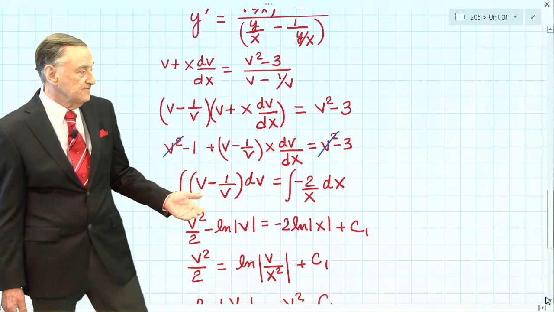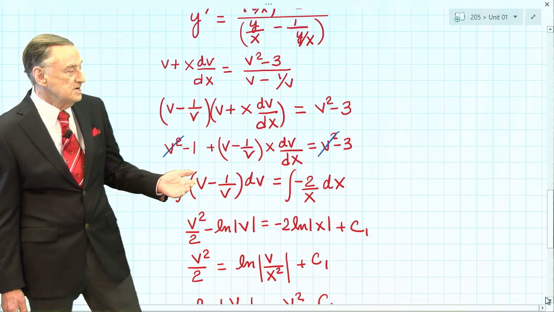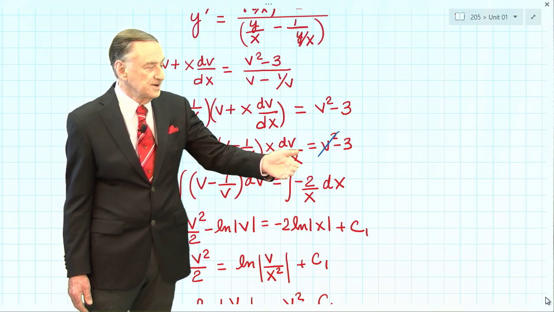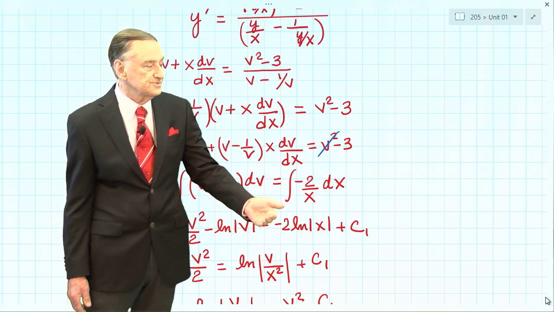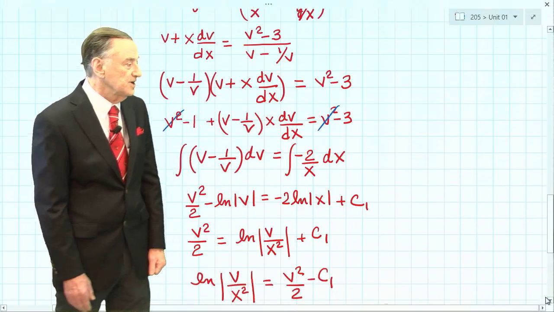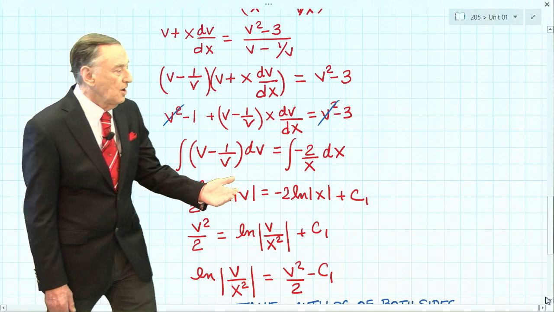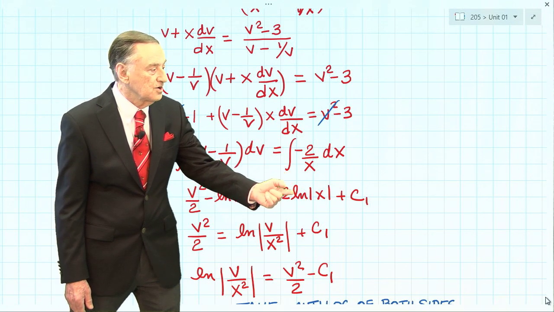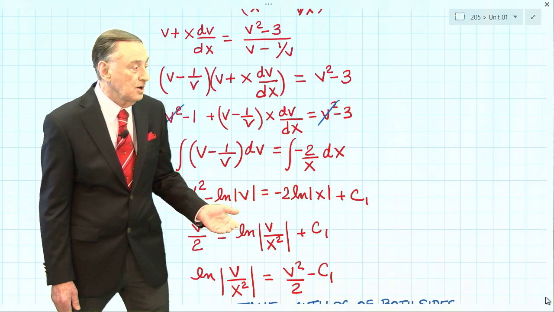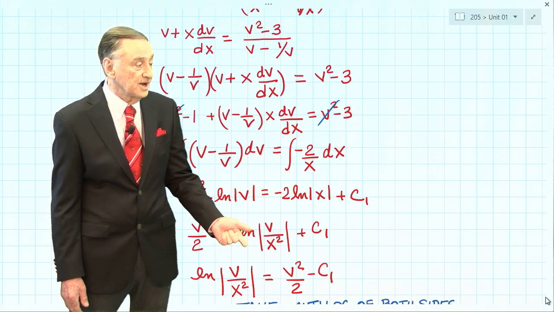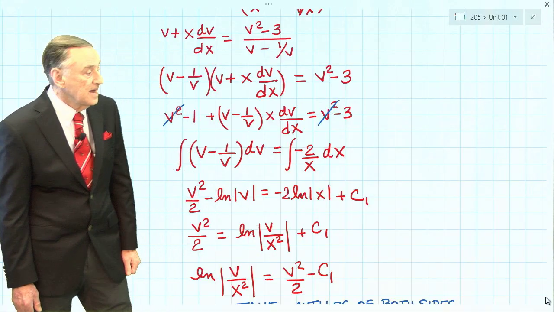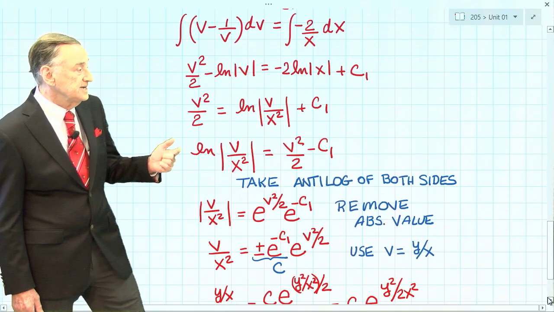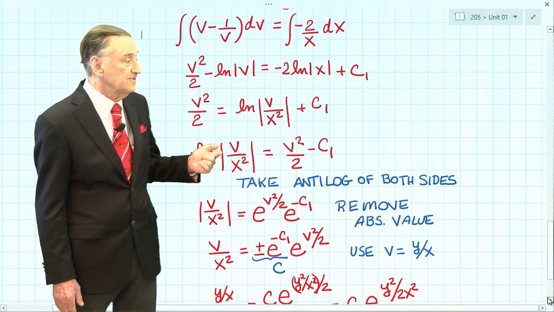We can integrate v dv and get v squared over 2. Minus dv over v is minus log absolute value of v. Minus 2 over x, we get minus 2 log absolute value of x, and we add our constant of integration there. Now if we bring the log of absolute value of v to the right-hand side and write this as log of x to the minus 2, we get log of absolute value of v over x squared plus a constant.